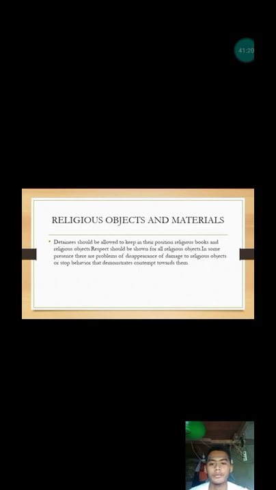Religious objects and materials. Detainees should be allowed to keep in their possession religious books and religious objects. Respect should be shown for all religious objects. In some prisons, there are problems of disappearance or damage to religious objects, or staff behavior that demonstrates contempt towards them. So detainees should be allowed to keep their religious books and religious objects. They should respect what they believe, and also respect their inmates and what their faith is.